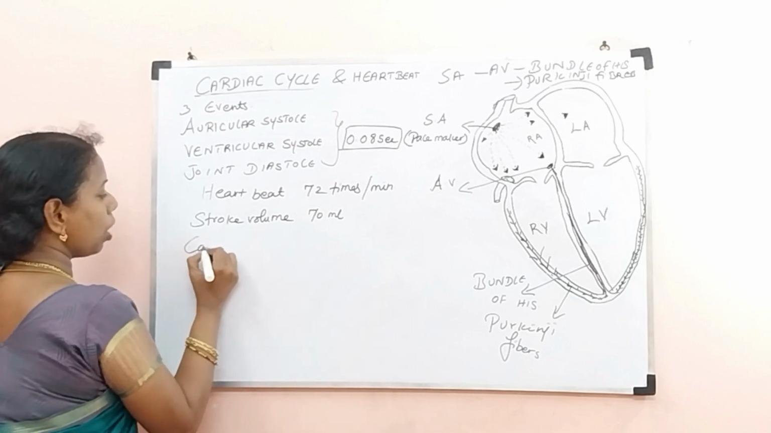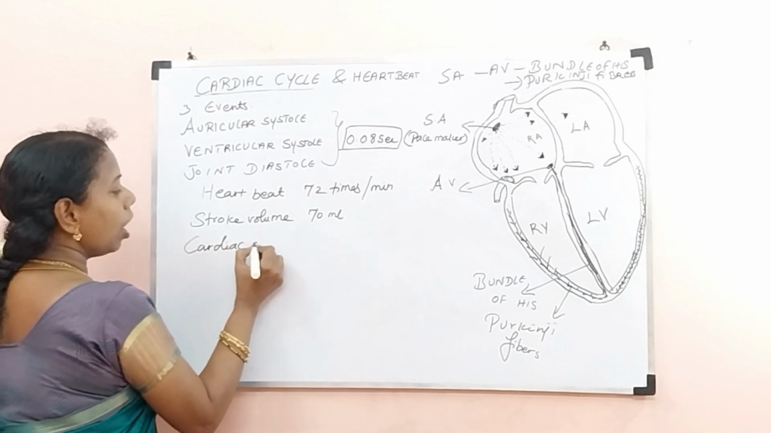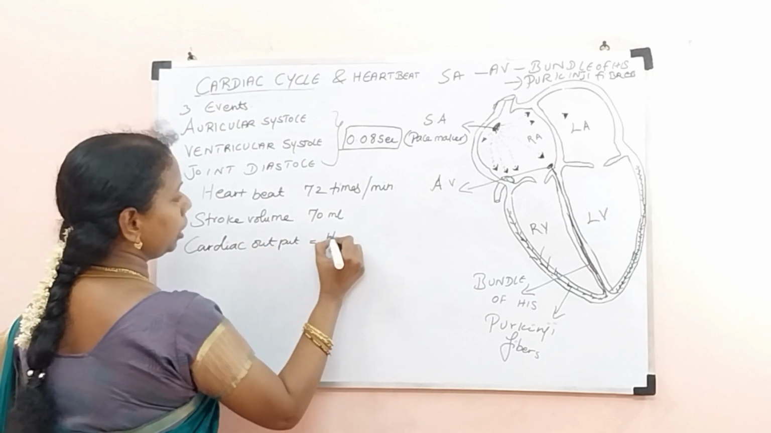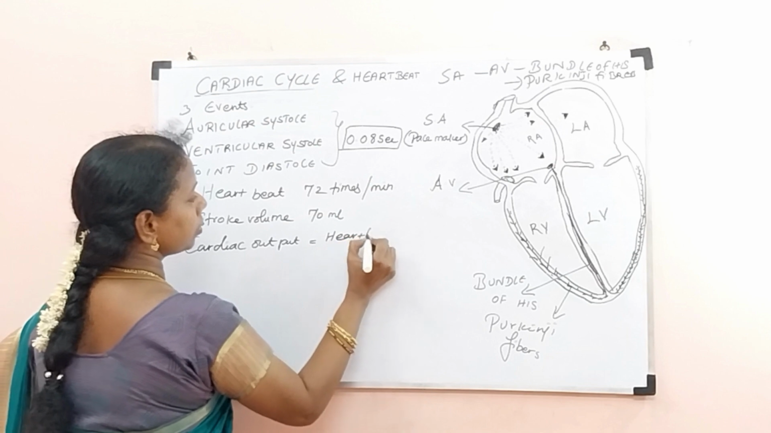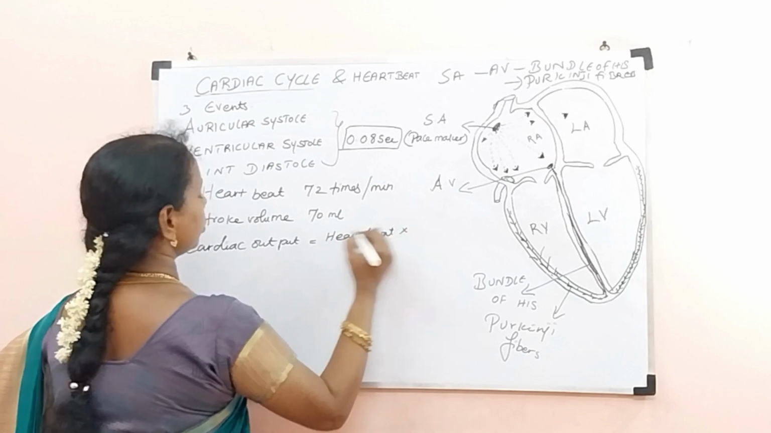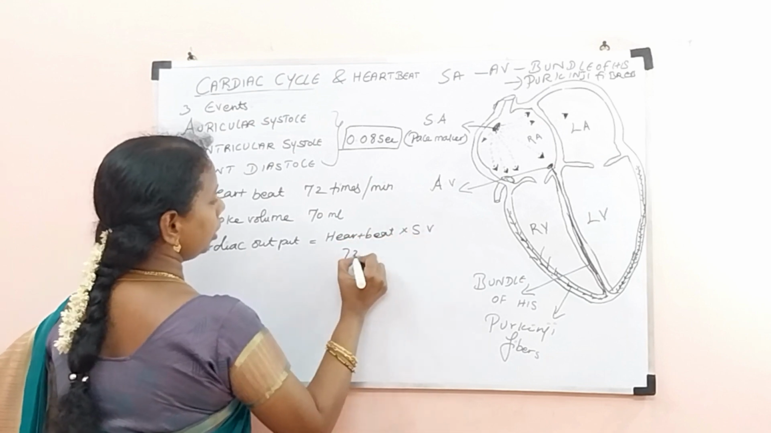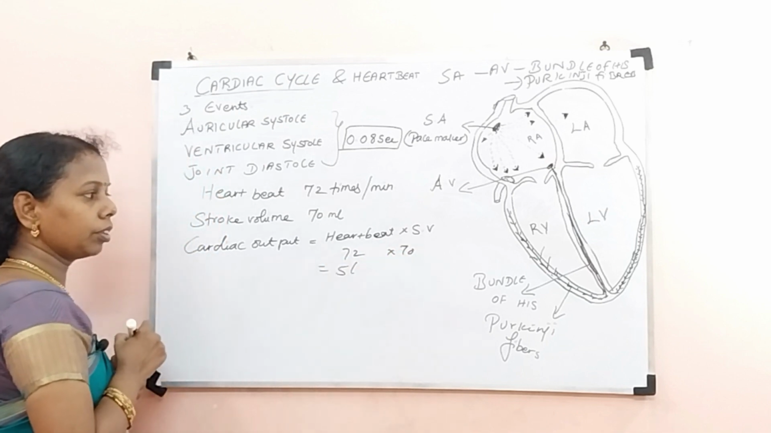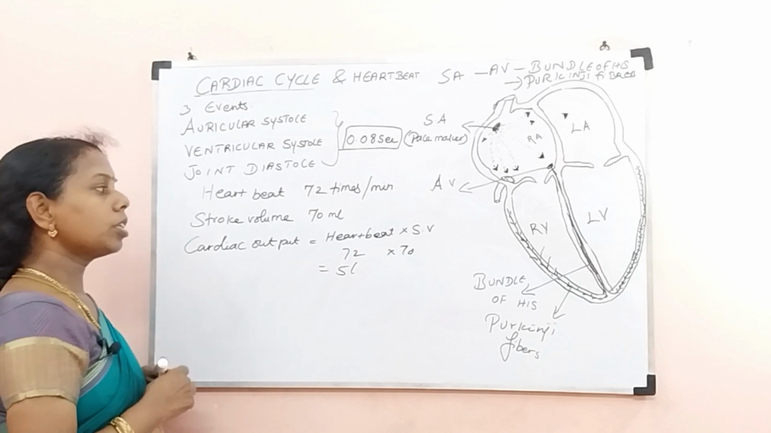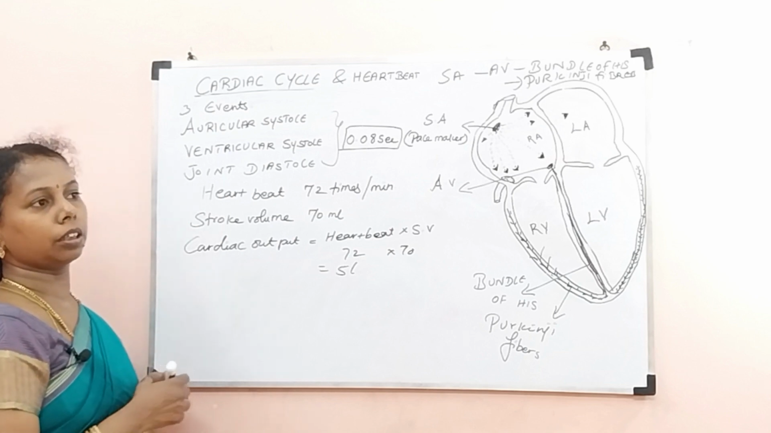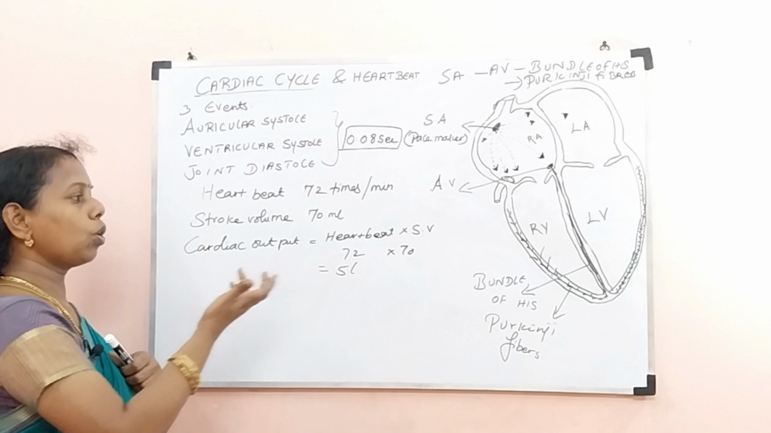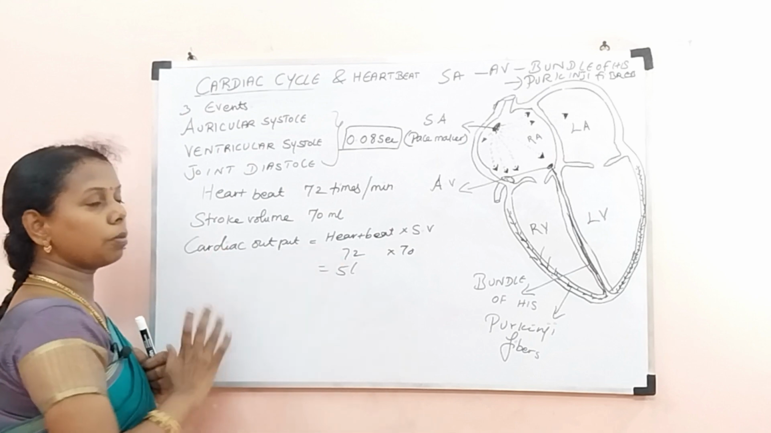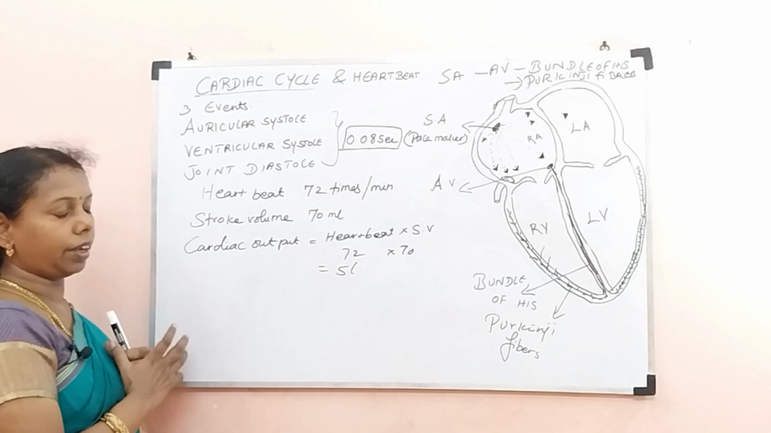Then they may ask you what is the cardiac output. How to calculate cardiac output? Just we have to multiply heartbeat and stroke volume, which is 72 into 70, roughly 5 liters, children. I hope you all understood. Sometimes they may give you heartbeat is 62, stroke volume is 80, then find out the cardiac output. So this is just multiplication, you have to find out the answer.